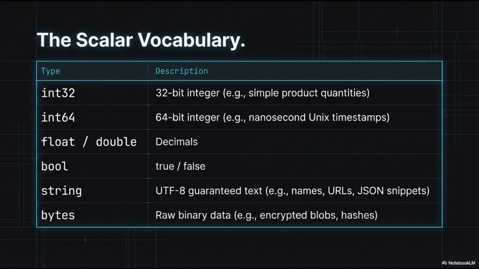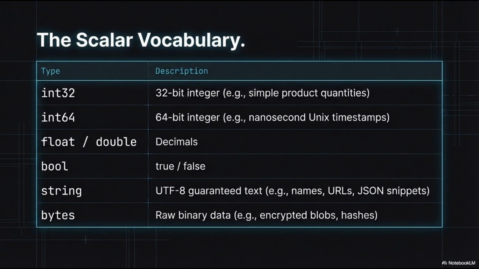Makes sense. But the text handling is where it gets highly specific. The string type in Protobuf is strictly UTF-8 encoded. Always. It is not just a suggestion. It is a hard guarantee built into the contract. Any textual data, names, JSON snippets, URLs, all goes into a string. But this brings me to a structural question about the language design here. There's also a completely separate bytes type. If strings are essentially just byte arrays under the hood in Java and Python anyway, why clutter the proto syntax with a dedicated bytes type? Why not just put everything in a string and let the engineer handle the casting on the application side?